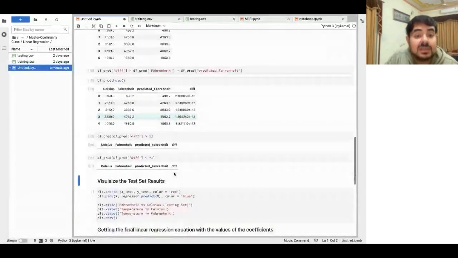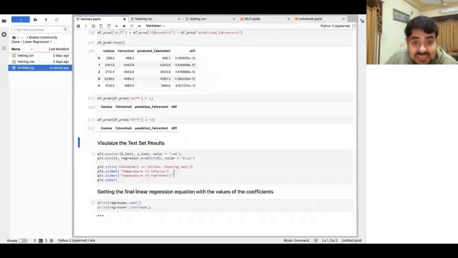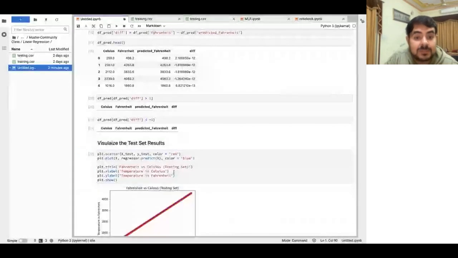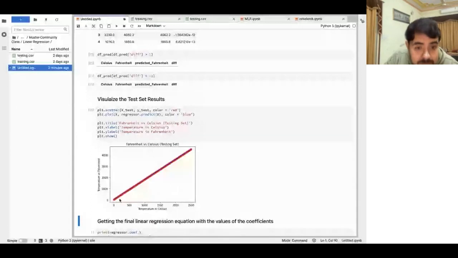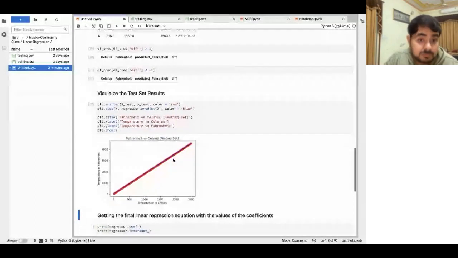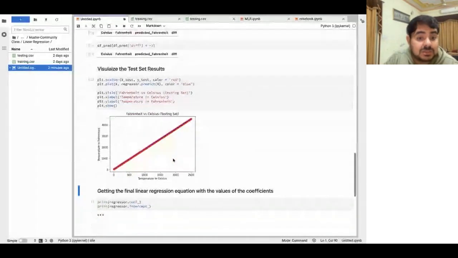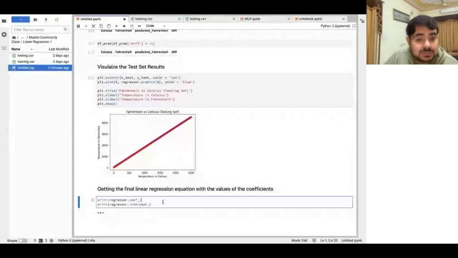If I have to actually visualize this particular data, actually visualize what's really happening, this is how we see that. We see the blue line, which was the actual data, because we have a linear relation between these two particular variables. This red line is what we predicted. Now, you are trying to basically get the equation, right? So let's get the equation.